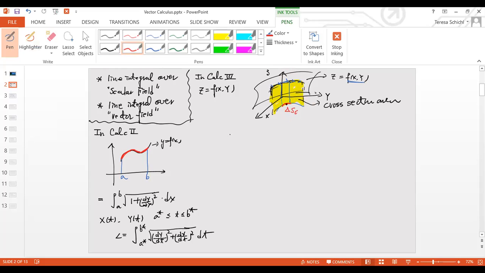For each small arc, the length of this arc, I say is delta s_i. So I can treat this as the base, or the width of my rectangle, times whatever the value of the function f of x, y at the point you touch. That is the definition of the line integral over scalar fields.